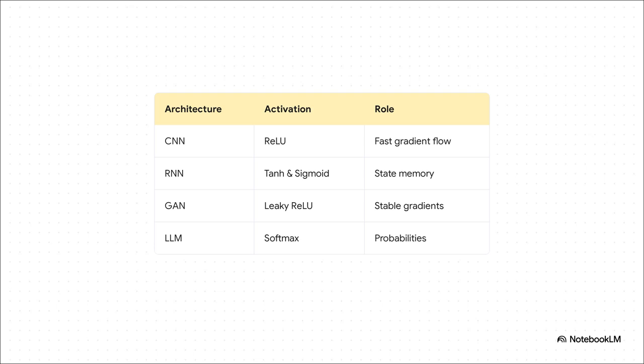Need blistering speed and full gradient flow for a massive image classifier? You start with ReLU. Working with time series memory in an LSTM? Tanh bounds that state effectively. Trying to balance a GAN discriminator and terrified of dead neurons? Drop in leaky ReLU. Building an attention mechanism from scratch? Softmax is absolutely mandatory to distribute that probability vector.